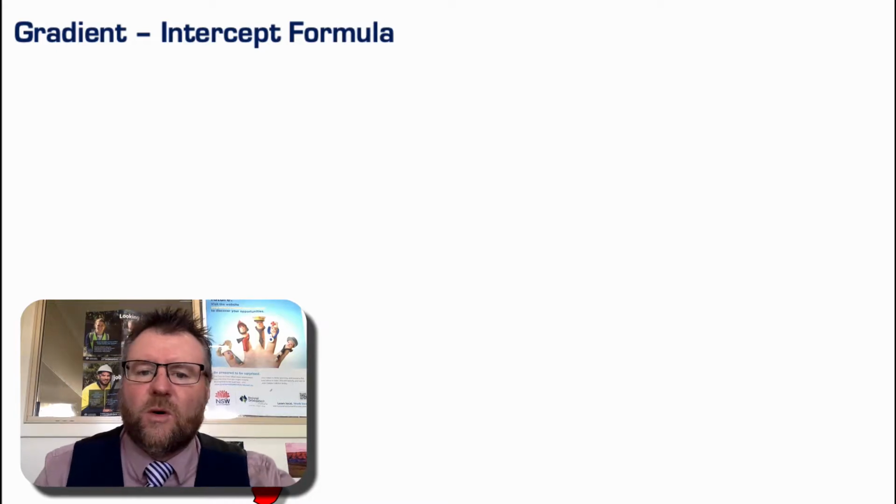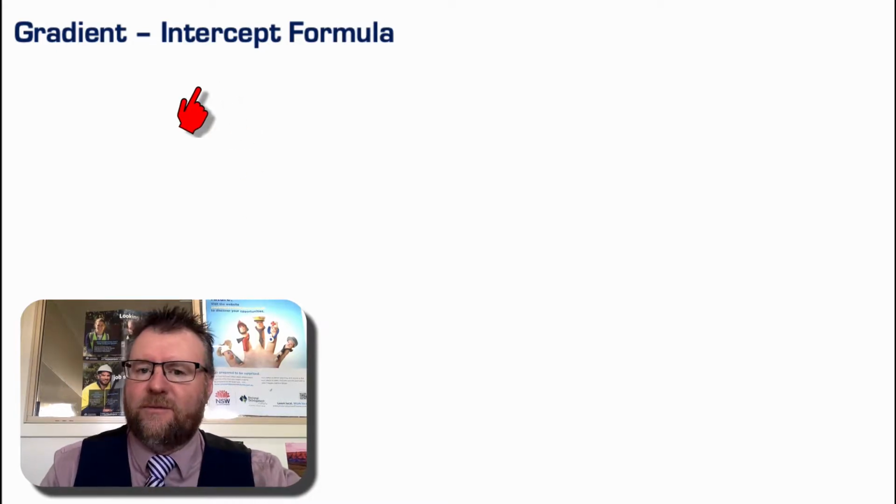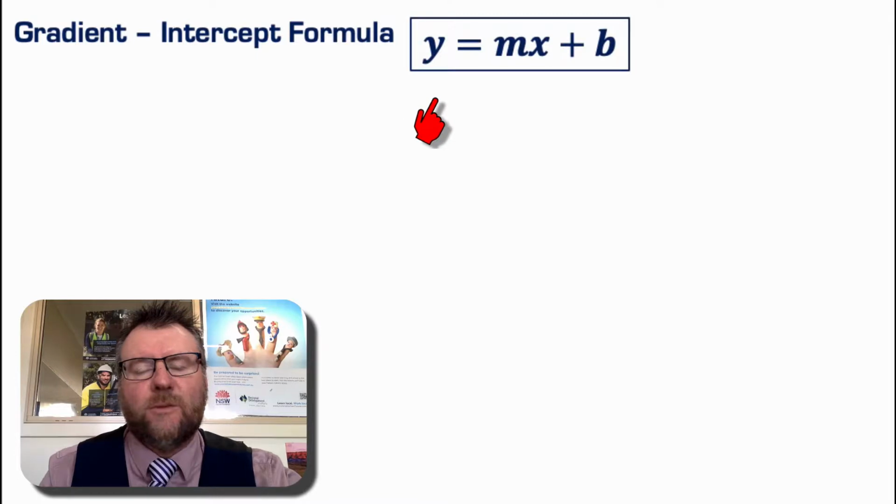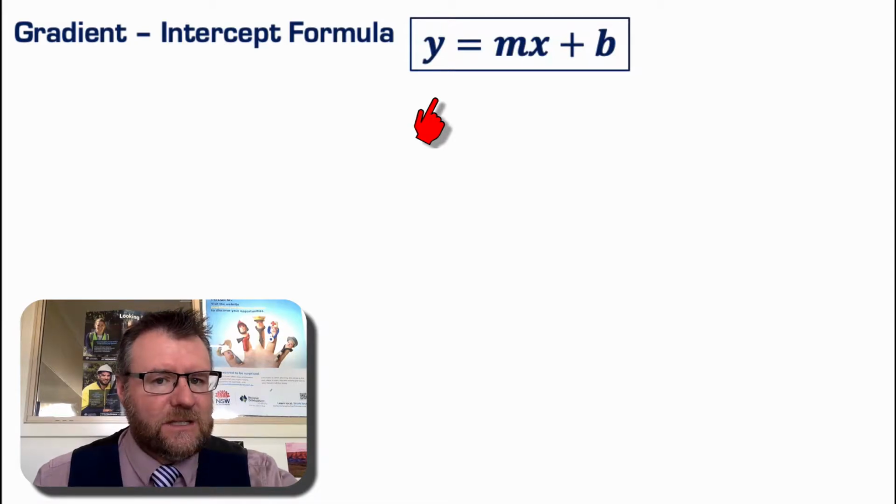Let's talk about this thing we call the gradient intercept formula. All it means is this formula here. You would have seen it before, y equals mx plus b. Any linear equation can be written in this form.